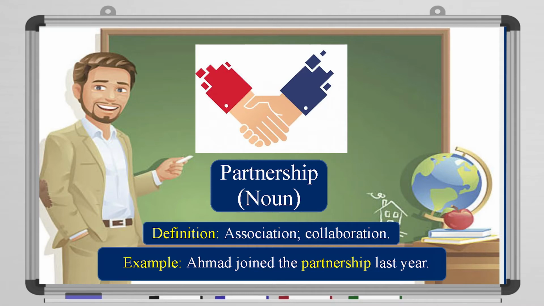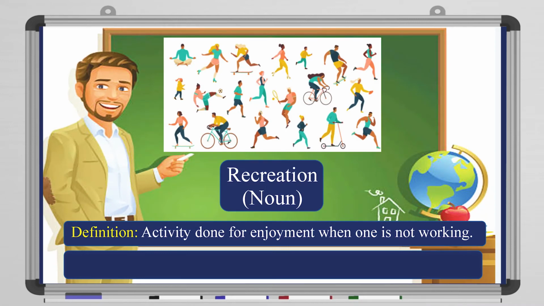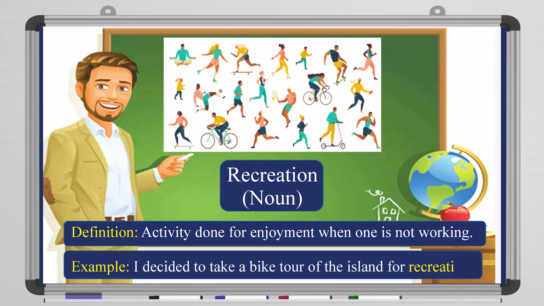Let's look at the other word. So we have a lot of activities happening. So when there are a lot of activities, it's called leisure and recreation. Very good. Recreation is a noun, and it is the activity done for enjoyment when one is not working. So for fun. So for example, I decided to take a bike tour on the island for recreation, for fun.